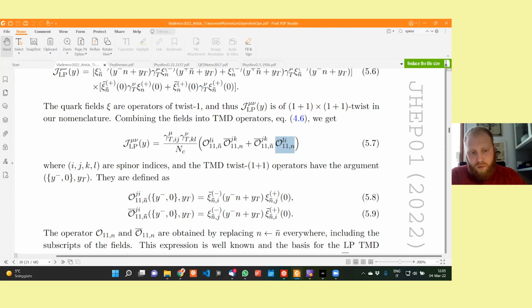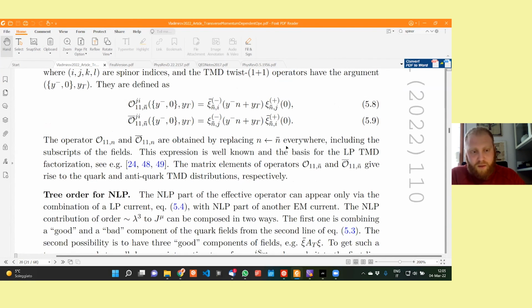And then you get to the leading power, leading order results. And then if you're very, very interested, you can go to tree order, next leading power, then next leading power, next leading order, and so on.